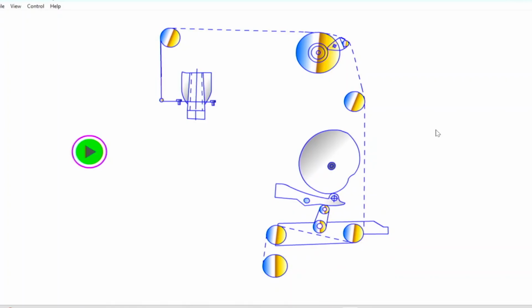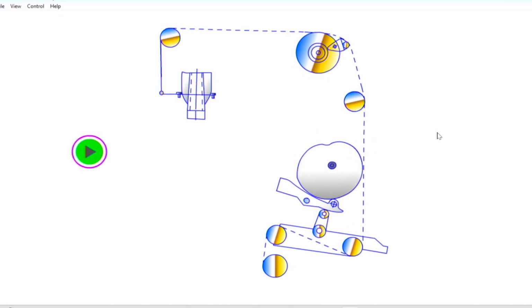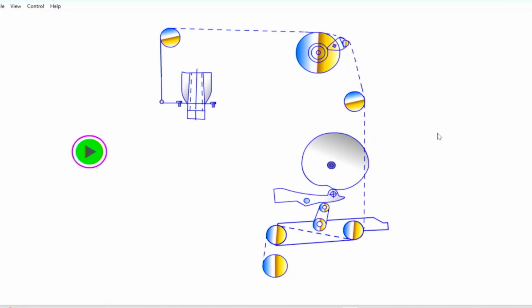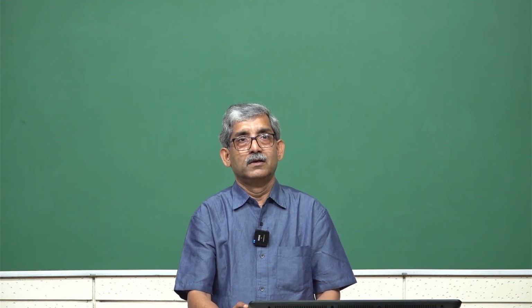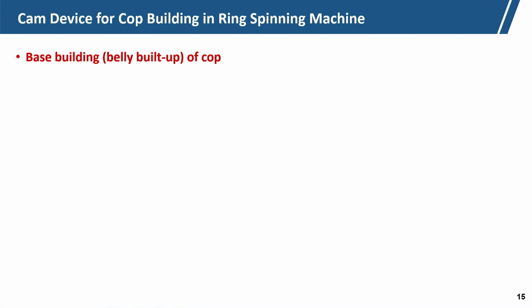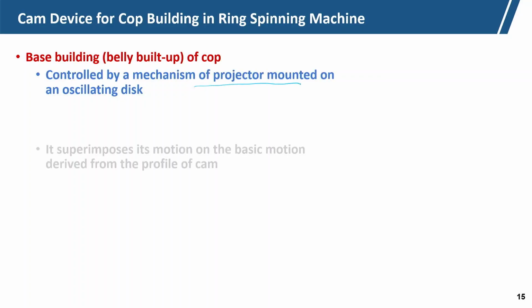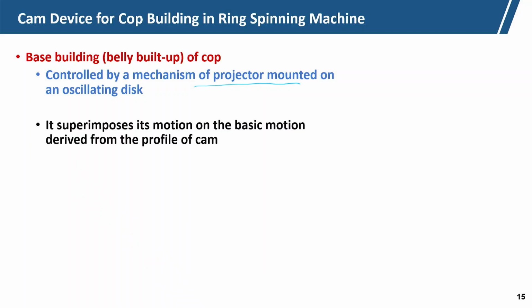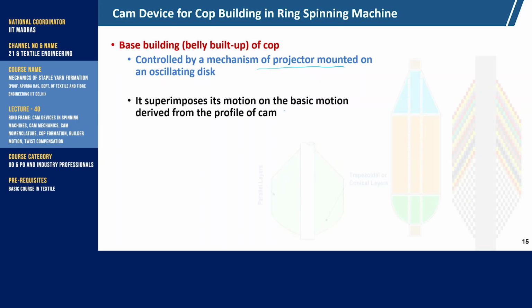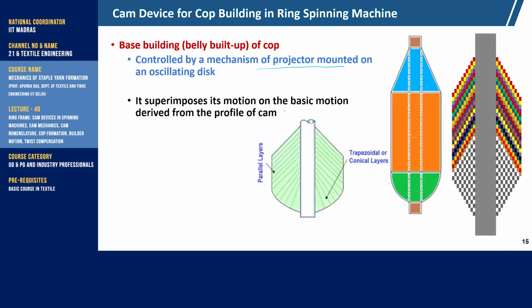So, we will continue with the understanding of the cam profile. Now, the base building, that is the belly of the cop, is controlled by a mechanism, that is a projector mounted on the oscillating disc. It superimposes its motion on the basic motion derived from the cam profile. Now, we will get this type of belly.